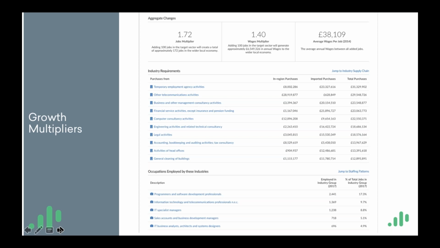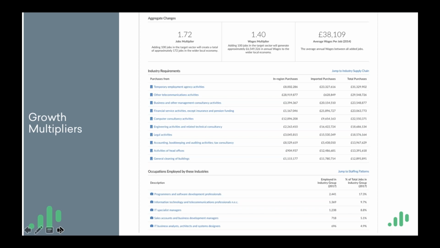This is quite interesting in terms of the industry requirements. So this starts to unpick the supply chain. These industries make purchases in region, which is the column just to the right. And then you've got imported purchases, which are bought in out of area, and the total. This is quite interesting if you want to start influencing and building supply chain in order to better support industries that you have locally, and also seeing other opportunities for growth.